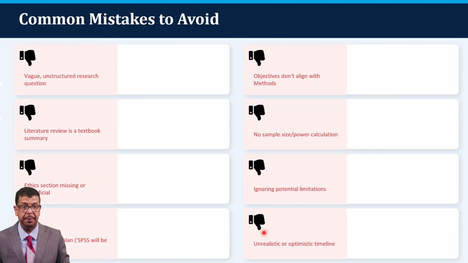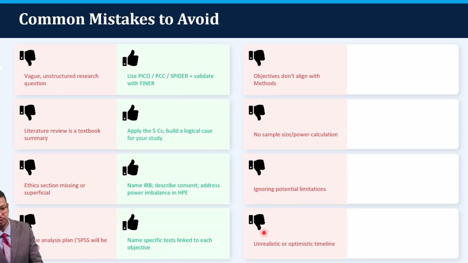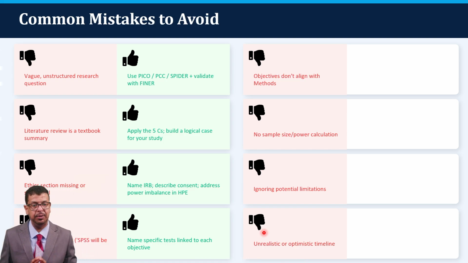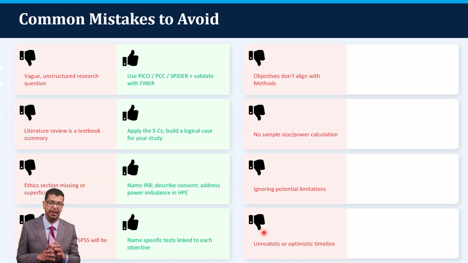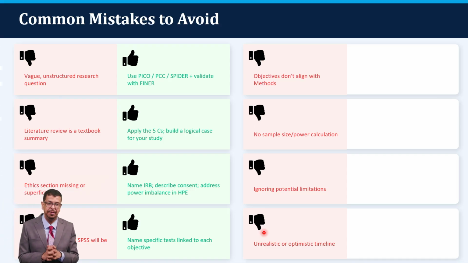The next slide will be about common mistakes and how to avoid them. Avoid writing a vague and unstructured question. Avoid writing the literature review by just copy-pasting. Avoid issues related to the ethics section, missing some parts, or the analysis not being clearly described. And in order to write a clear question, you have to use a proper framework, either PICO, BCC, or SPIDER, and after using the framework, you have to validate your research question with the FINER criteria.